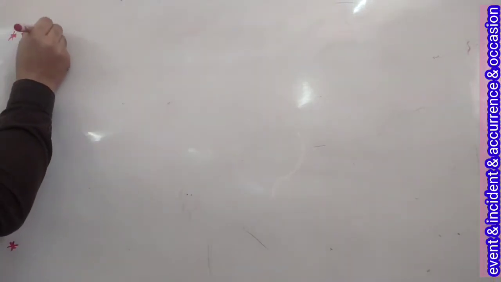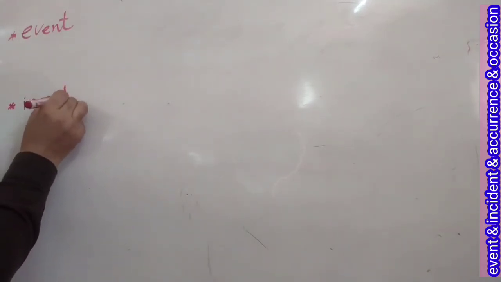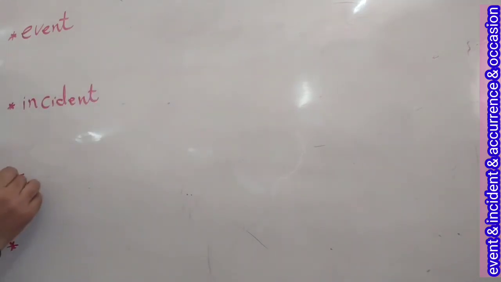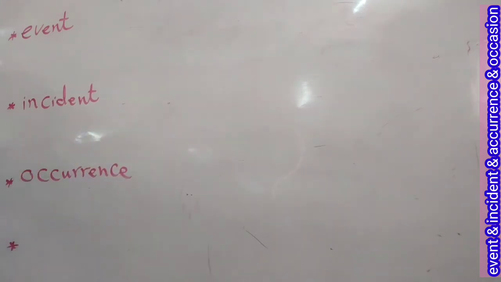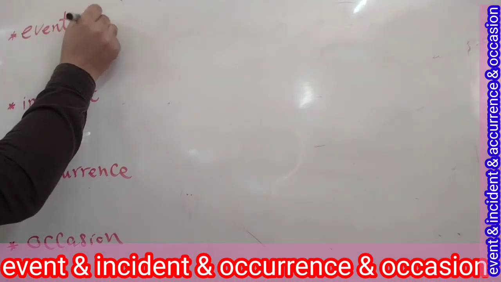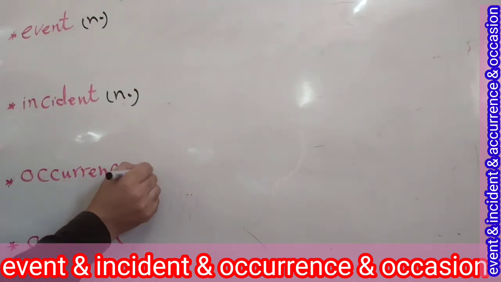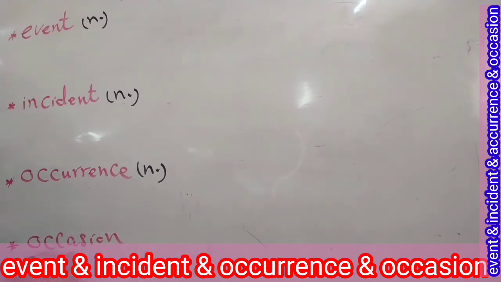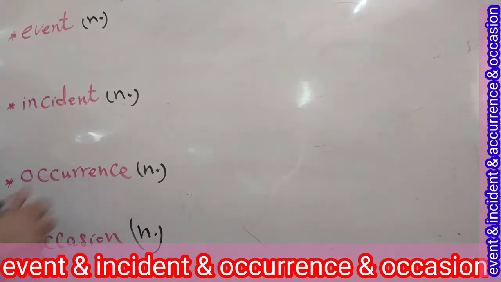Also, let's put the difference between event, incident, occurrence, and occasion. Event is a noun. Incident is a noun. Occurrence is a noun. And occasion also is a noun. So they are all nouns. So what's the difference between them?